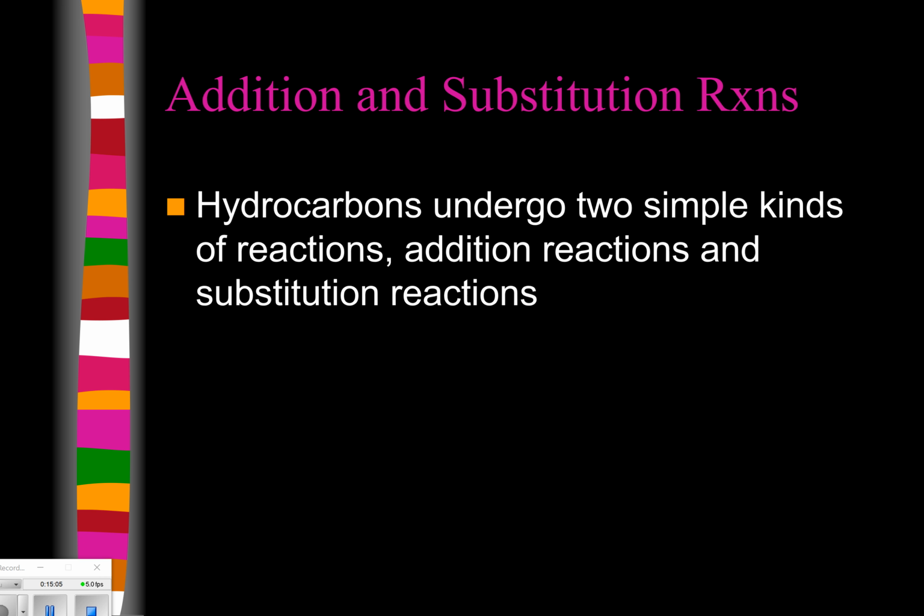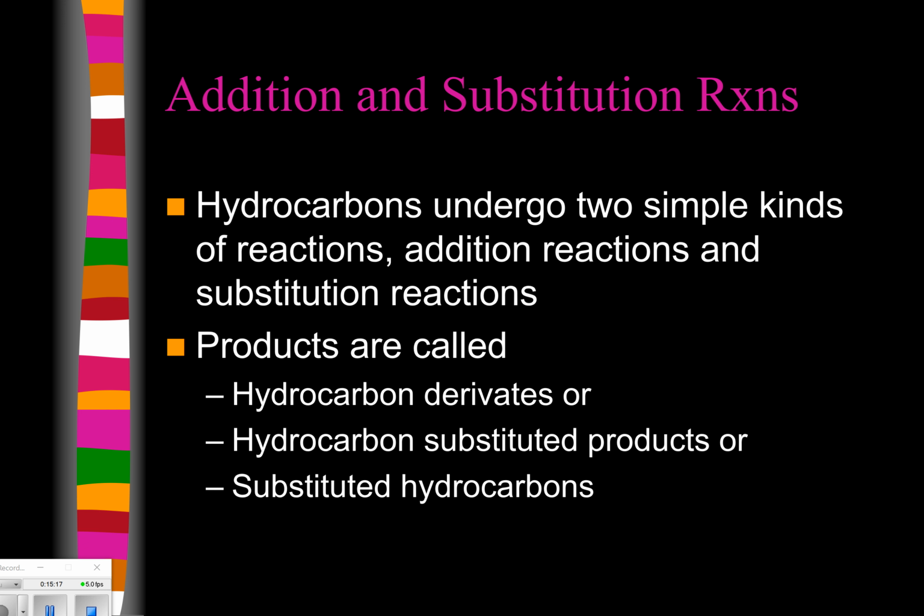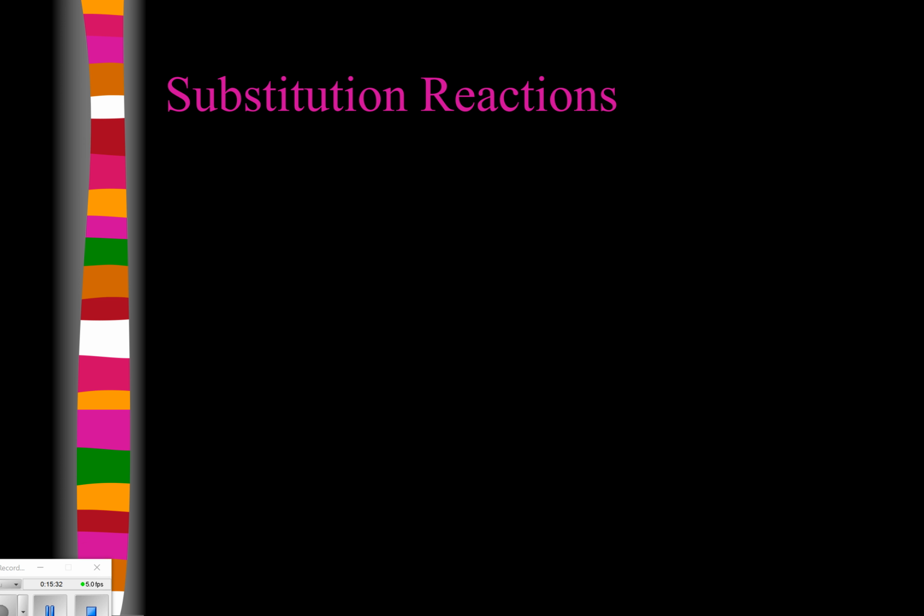Now the big question is, how do these different kinds of molecules get made? Well, hydrocarbons can undergo two simple types of reactions: addition and substitution reactions. And the products of these reactions are called hydrocarbon derivatives. They can also be called hydrocarbon substituted products or substituted hydrocarbons. This one is most common.